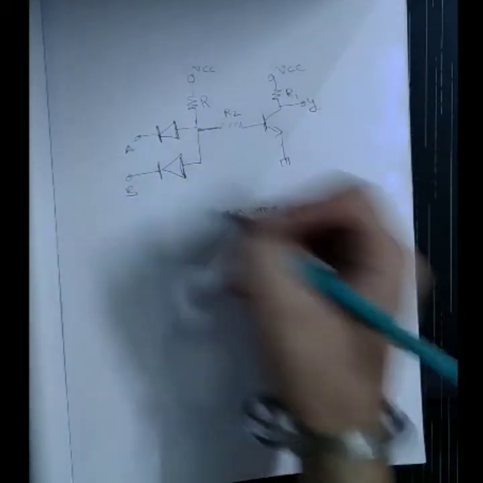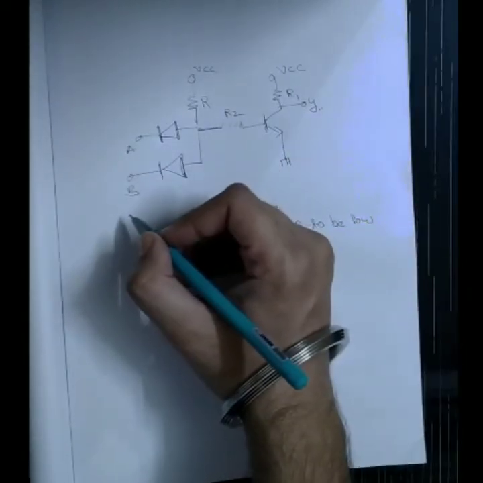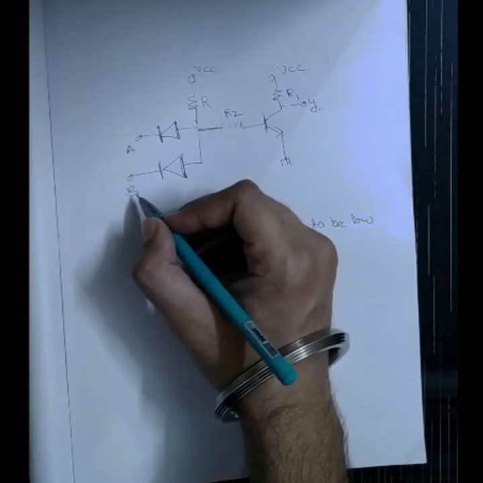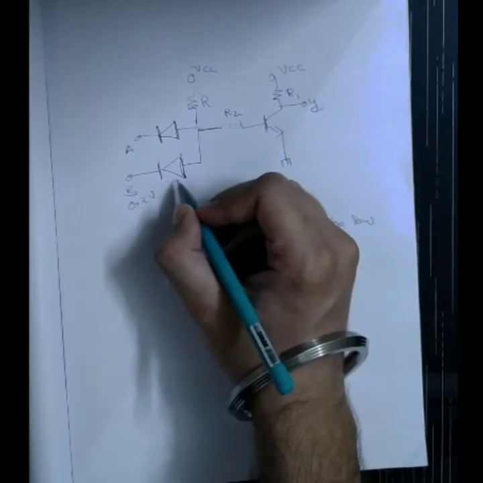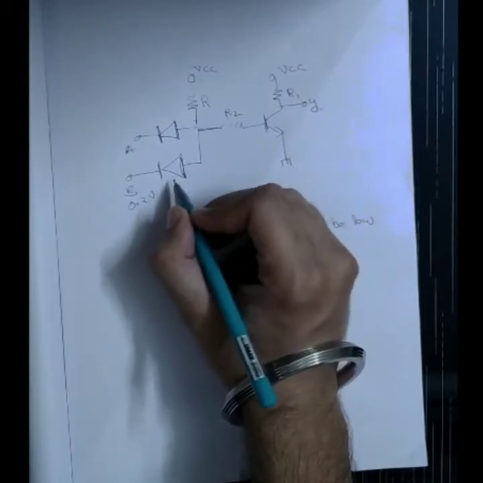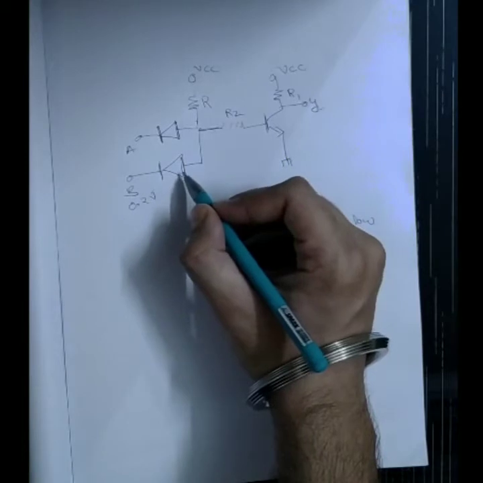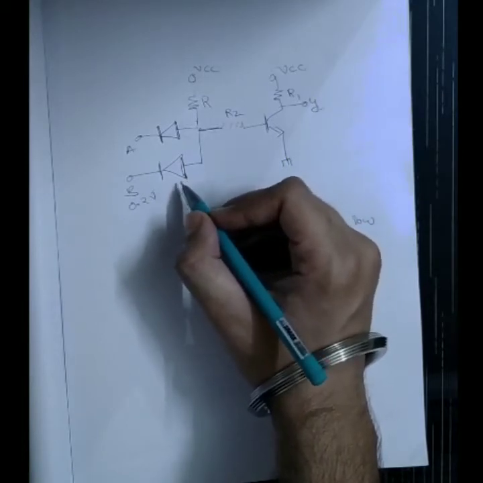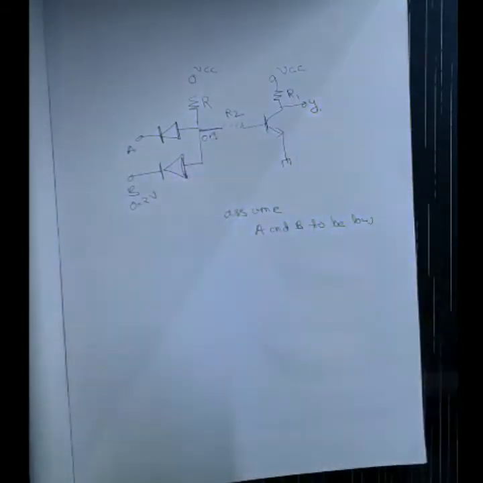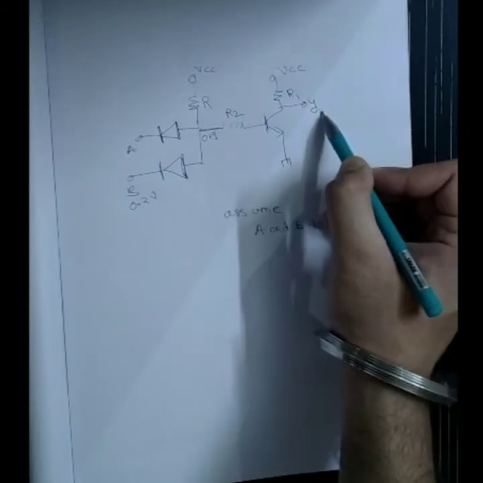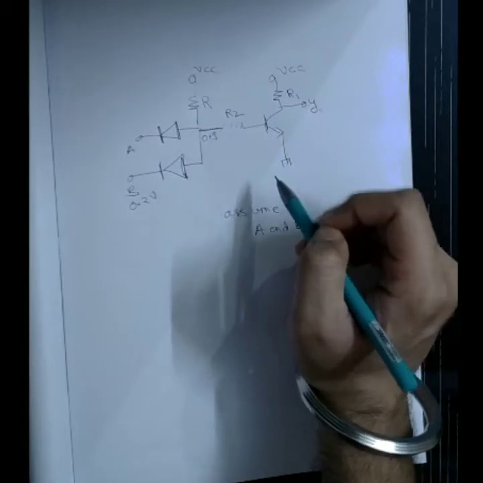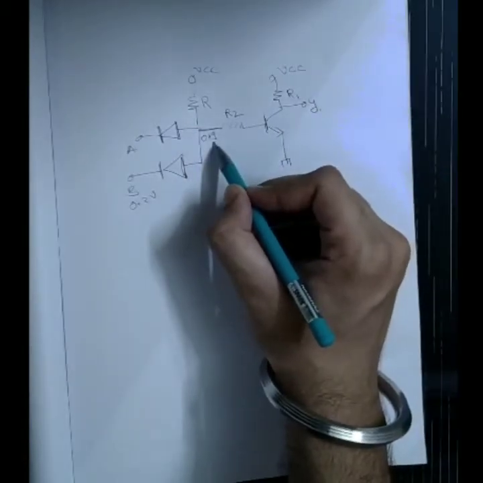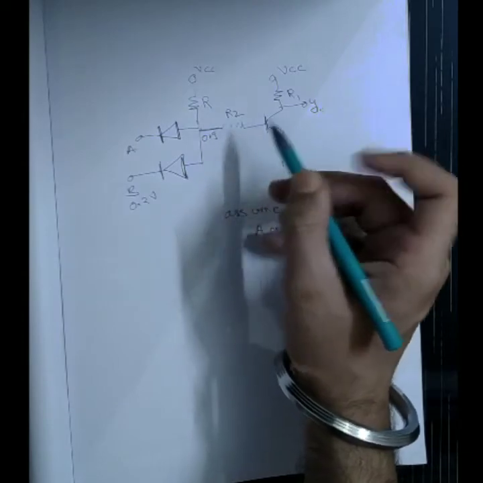So if A and B are low, in logic circuits we usually take low voltage as 0.2 volts, right? If this is like 0.2 volts, this diode is on, right? And if this diode is on, the voltage drop across this diode will be 0.7 volt and this potential will become 0.9 volt. Now for this to be logic high, this transistor should be in cutoff, but when there is 0.9 volt here, this transistor will go to active.